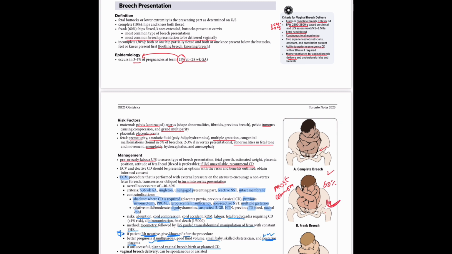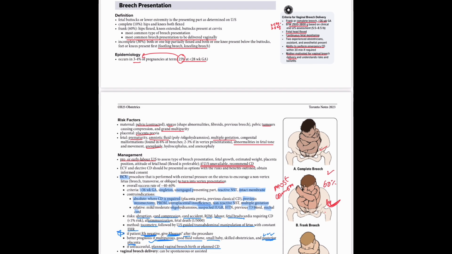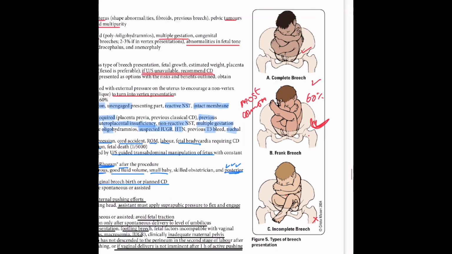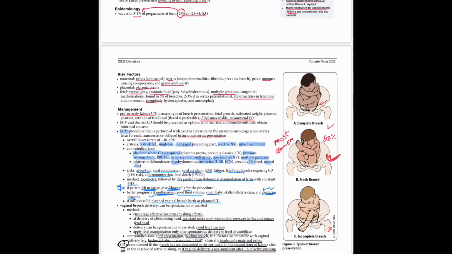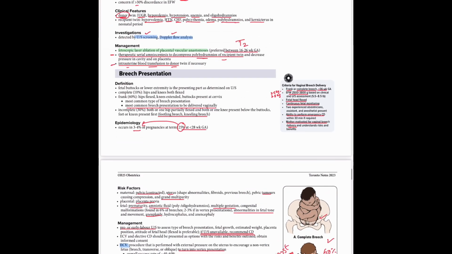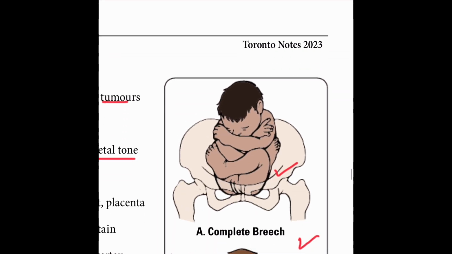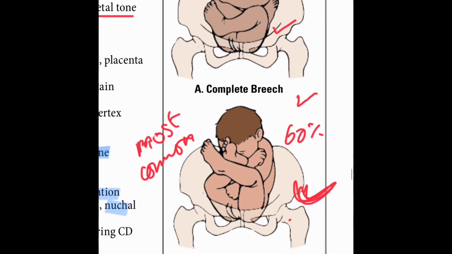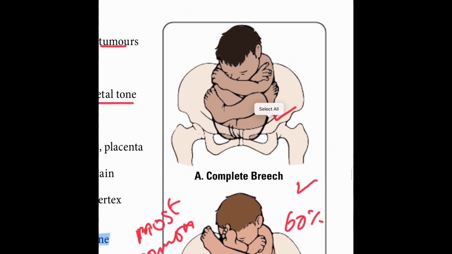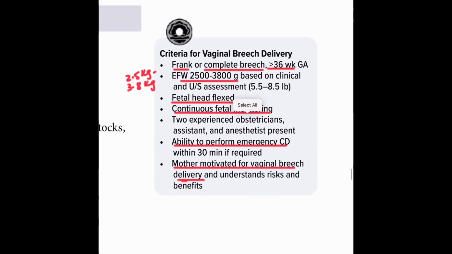Incomplete is also called footling breech or kneeling breech. Okay, so what is the criteria for vaginal breech delivery? Frank or complete breech, more than 36 weeks gestational age. So it could be frank, completely flexed, or complete breech, and more than 36 weeks of gestational age.